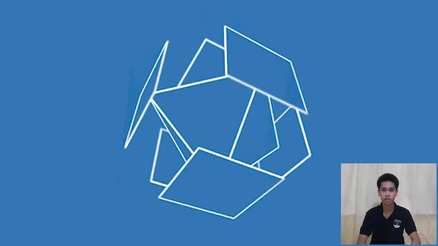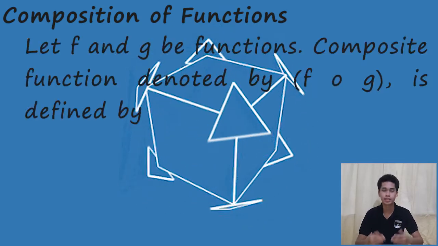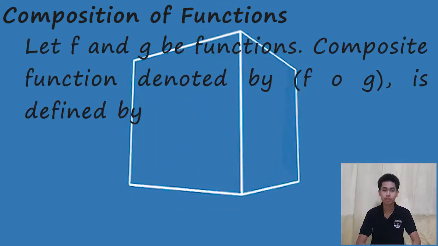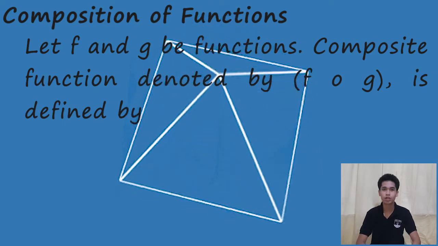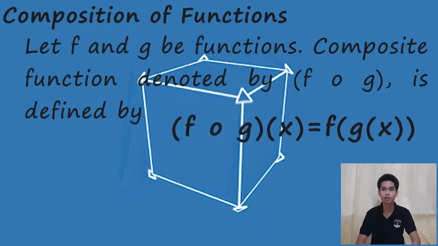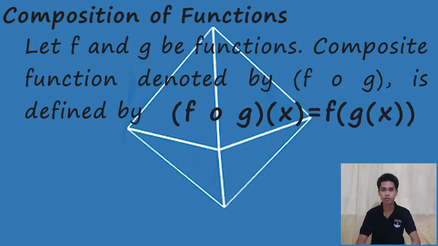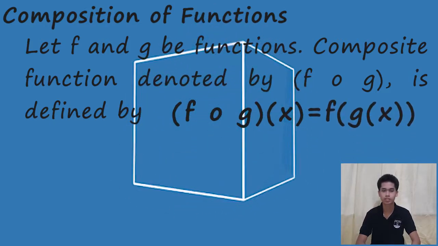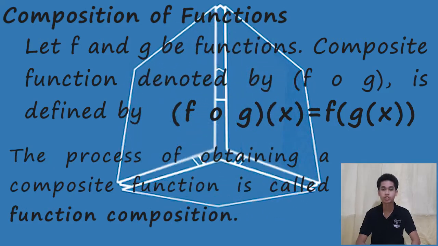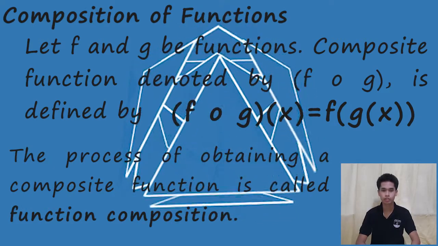So what is composition of functions? Let f and g be functions. The composite function denoted by f composition of g is defined by f composition of g is equal to f of g of x. The process of obtaining the composite function is called function composition.